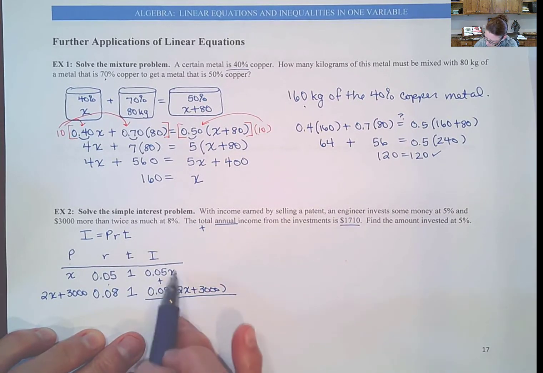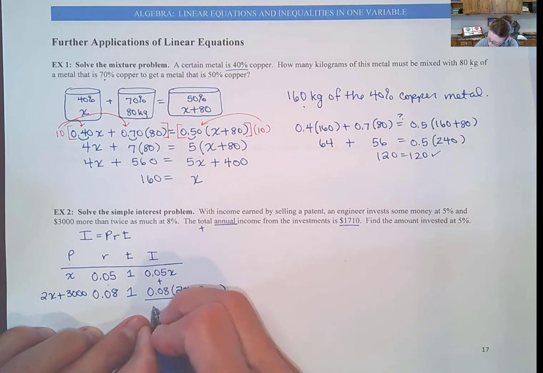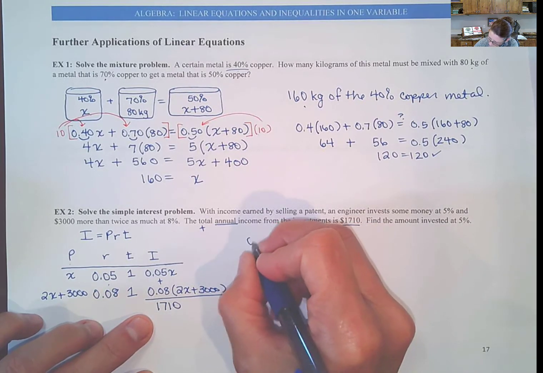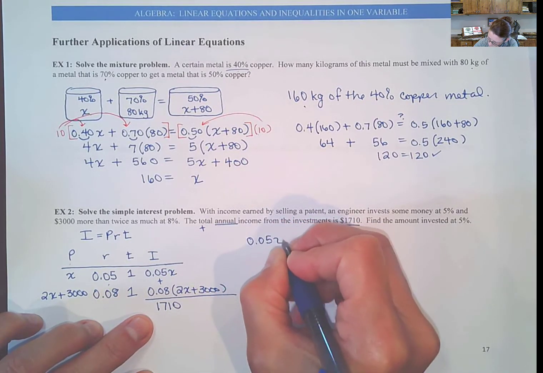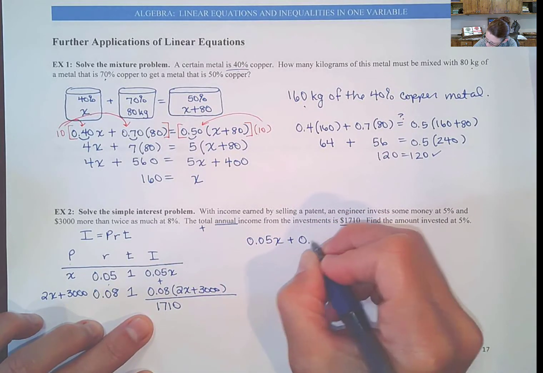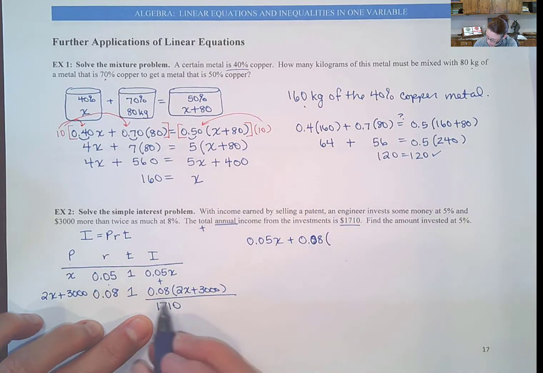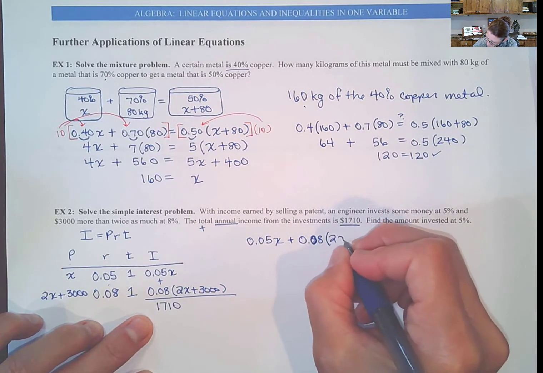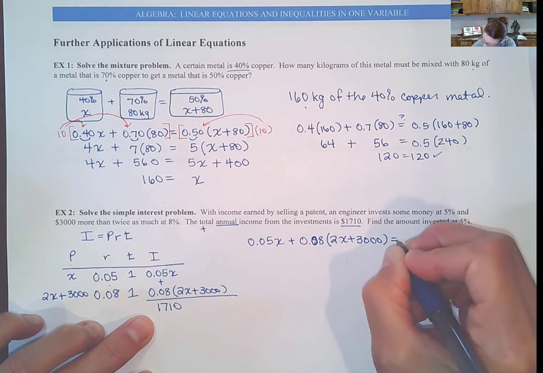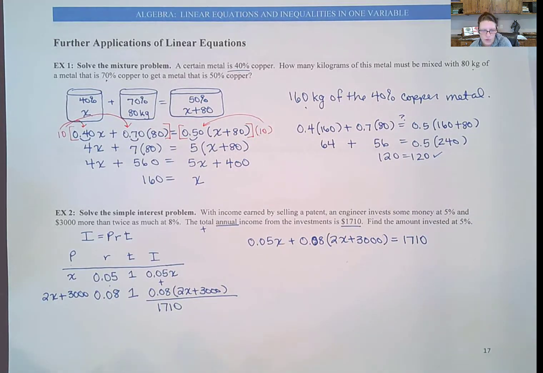Now we know that the total of these investments, the total interest earned, is $1,710. And there comes our equation. The interest earned at 5%, which we call 0.05x, when added to the interest earned at 8%, 0.08 times 2x plus 3,000, is equal to $1,710. And there's our equation to solve.